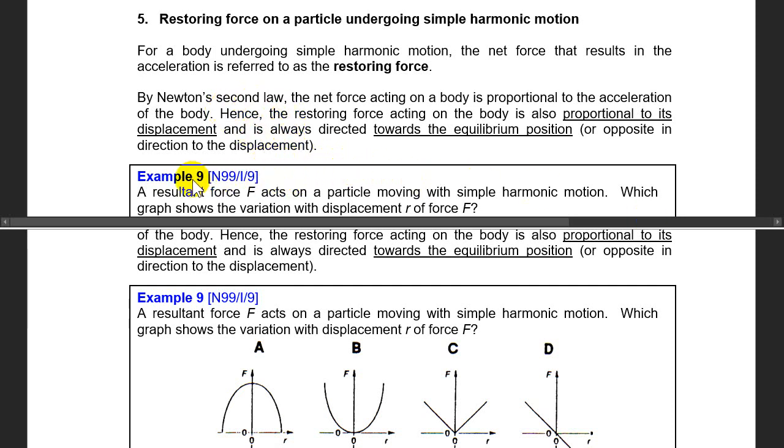Example 9. Just before example 9, we are told that during a simple harmonic motion, there's this thing called a restoring force, and restoring force is actually our net force. And we know that by Newton's second law, net force is equal to mass times acceleration. And since earlier on we already know that in a simple harmonic motion, the acceleration is proportional to the displacement and is always directed towards the equilibrium position.